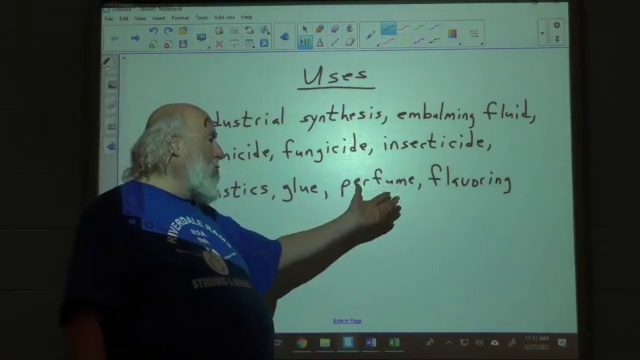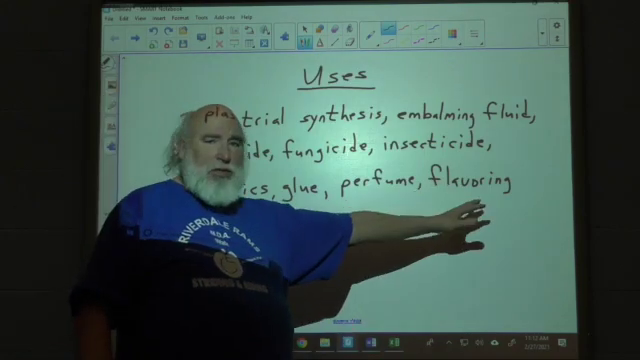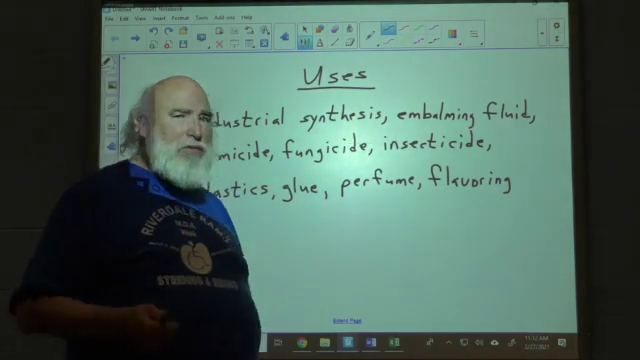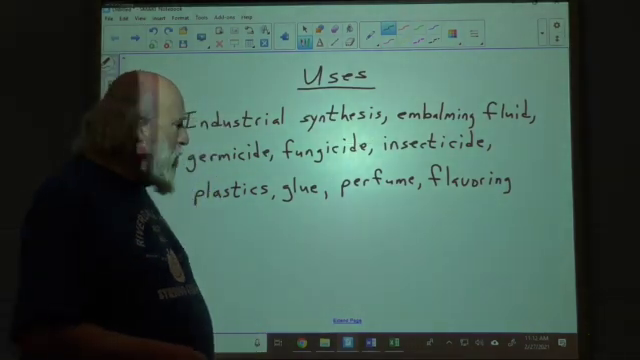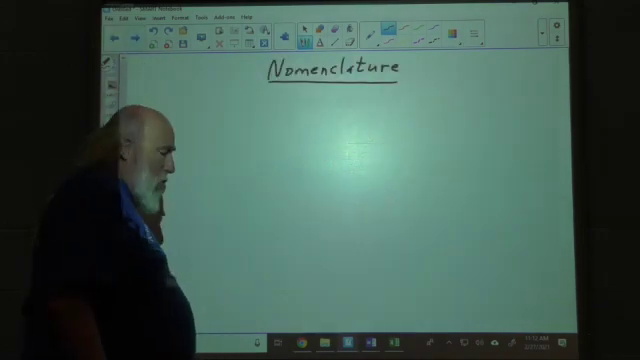They use that in plywood. It's also used as a perfume. There is a certain amount of flavoring to it. In fact, some soda pops have aldehydes as their flavoring, particularly cherry flavoring seems to be a thing. All right, so let's get into the nomenclature.